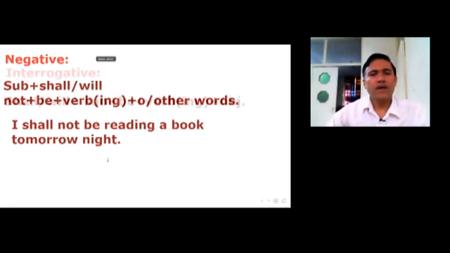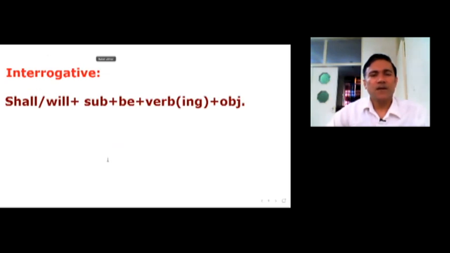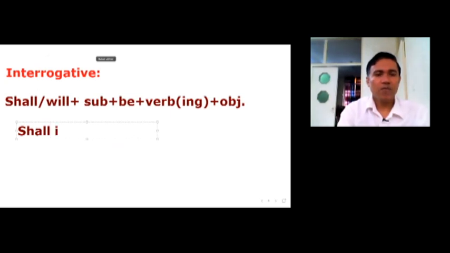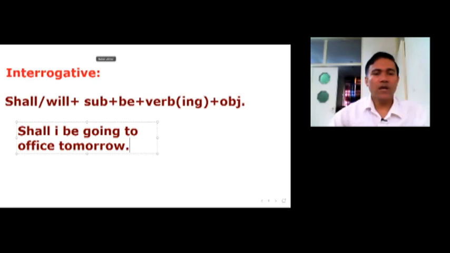Now how to make an interrogative sentence. To make an interrogative sentence, the structure is like this: shall, will plus subject plus be plus verb ing plus object. Like shall I be going to office tomorrow? আমি কি আগামীকাল অফিসে যেতে থাকবো?